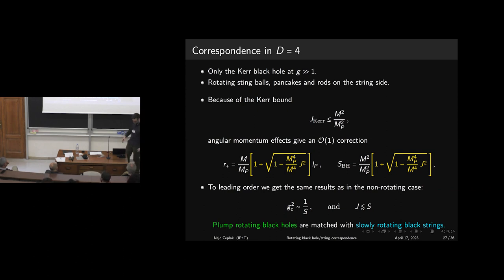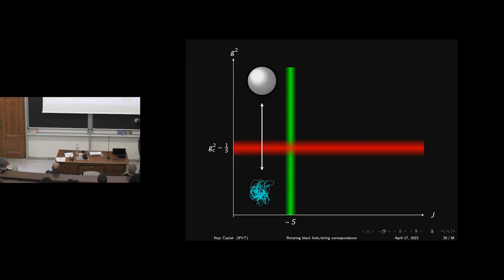And one can summarize this by the fact that plump black holes, so spheroidal black holes, are matched with slowly rotating black strings. So in principle for Kerr in four dimensions, and this will generalize to all higher dimensions as well, slowly rotating Kerr or slowly rotating Myers-Perry black holes should correspond to slowly rotating strings.